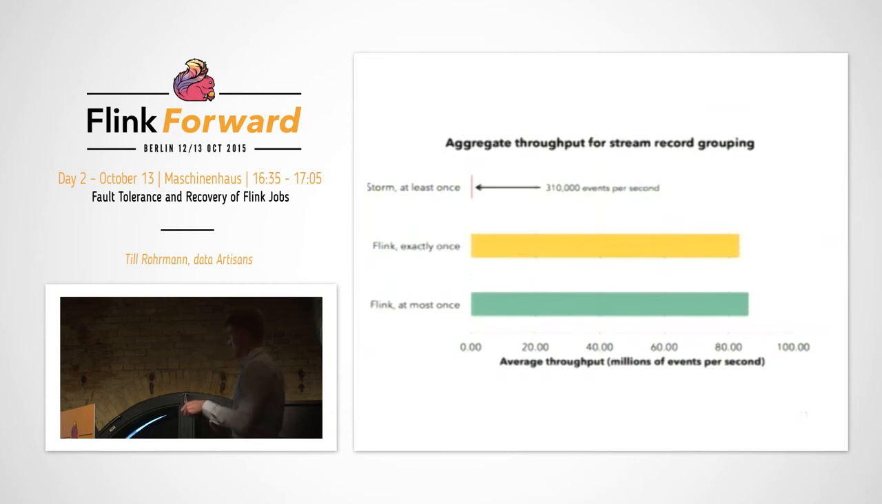And first we ran the experiment with no fault tolerance at all and measured the number of events which have been processed in total by the system. And we achieved a throughput of roughly 86 million events per second. And we did the same experiment with exactly-once semantics. So we turned on the fault tolerance, and we observed that the performance only dropped slightly to 82 million events per second. As a comparison, we also ran the same job with Storm, and we found out that we could achieve a throughput of 310,000 events per second.